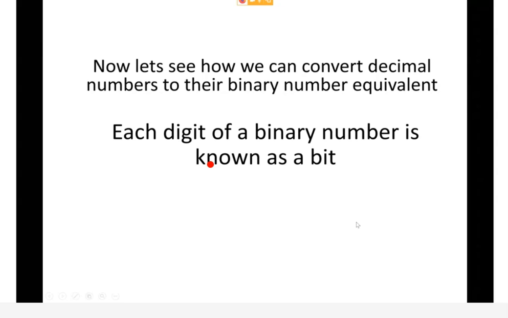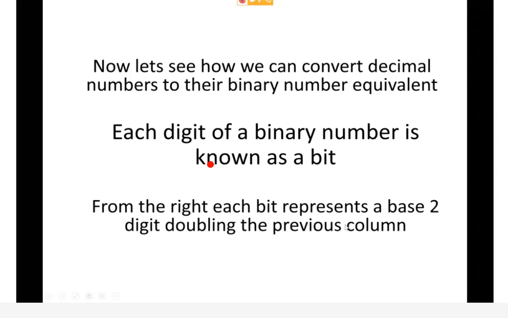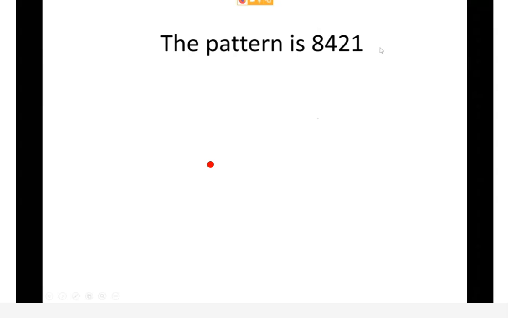Each digit in a binary system is known as a bit. From the right, each bit represents a base 2 digit, doubling the previous column. So 8, 4, 2, 1, and it's also more. It keeps going and going to the left. So 16, 32, and so on.